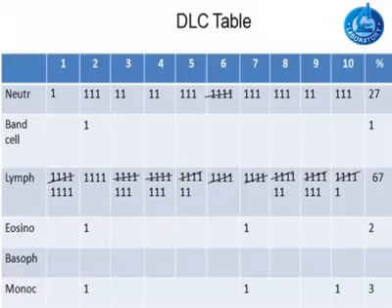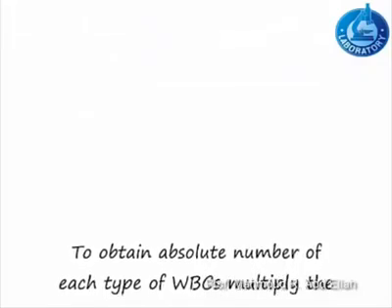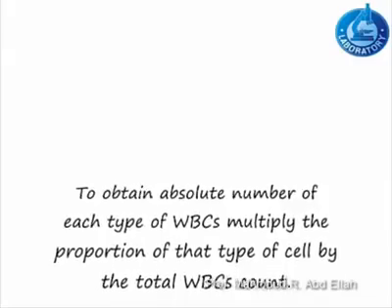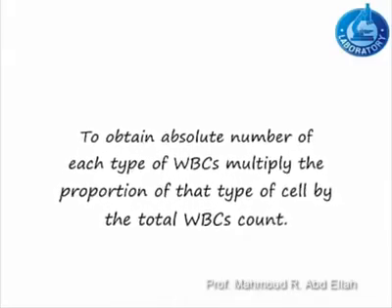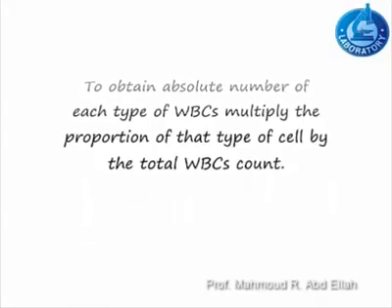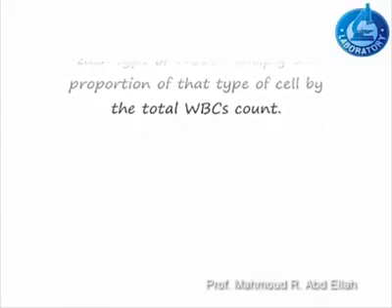Count at least 100 leukocytes in the blood film and then calculate the relative number of the leukocytes. To obtain the absolute number of each type of WBC, multiply the proportion of each type of cell by the total WBC count.